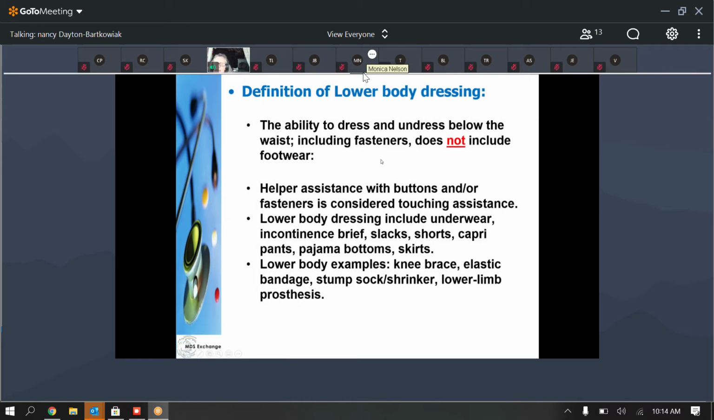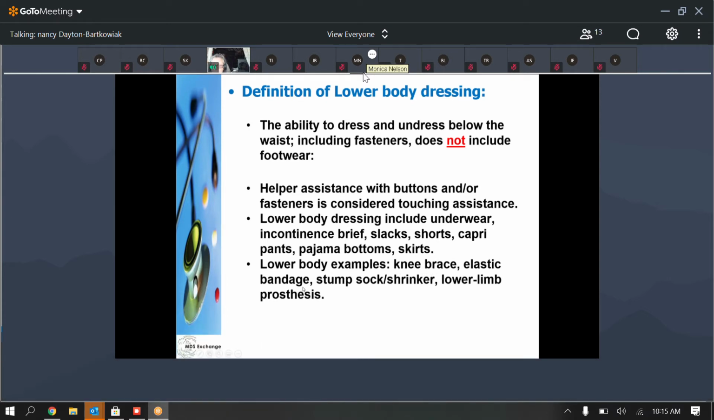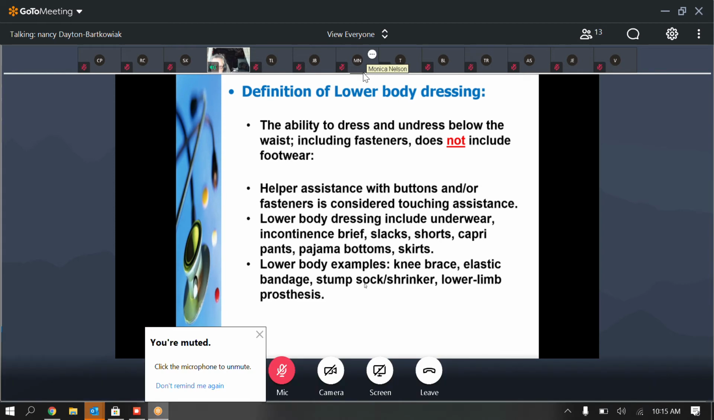Lower body dressing is the ability to dress and undress below the waist, including fasteners, does not include footwear. That's a completely different section. Helper assistance with buttons and or fasteners is considered touching assistance. Lower body dressing includes underwear, incontinence briefs, slacks, shorts, capris, pants, pajama bottoms, and skirts. Lower body examples are knee braces, elastic bandages, sock or shrinker, and lower limb prosthesis.